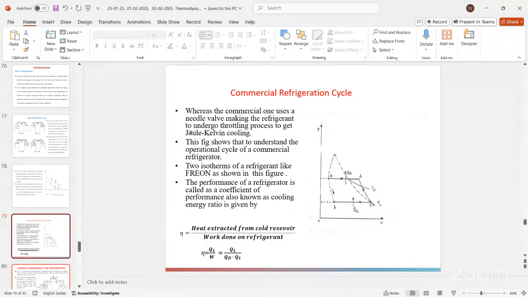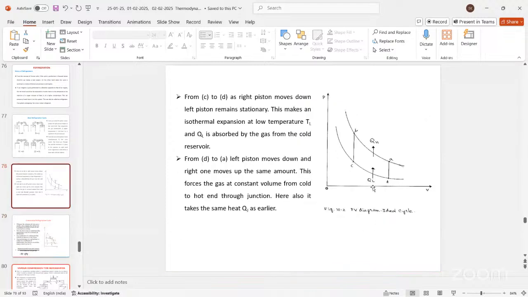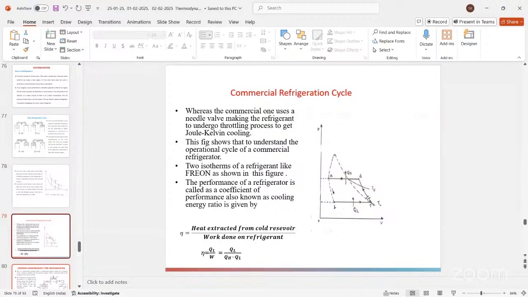Whereas with a valve, we are making the refrigerant undergo the throttle process for Joule-Kelvin cooling. This figure shows the operational cycle of commercial refrigeration. Look at this: A, B, C, D. Same figure here also we understand that.